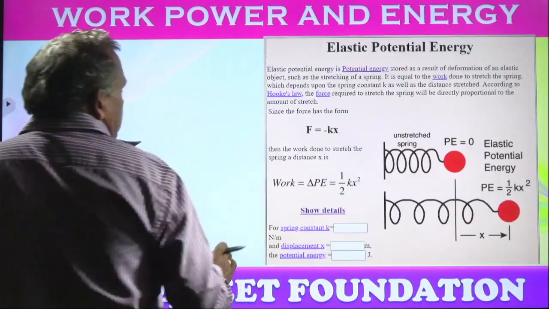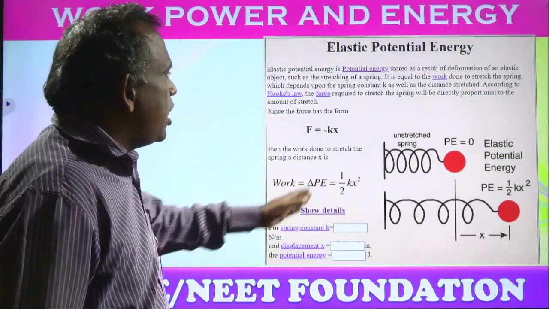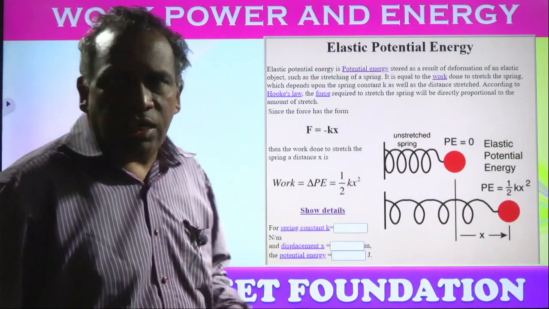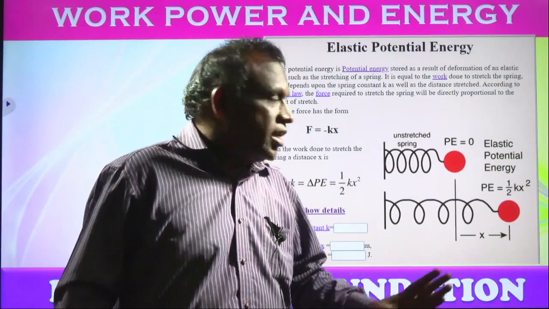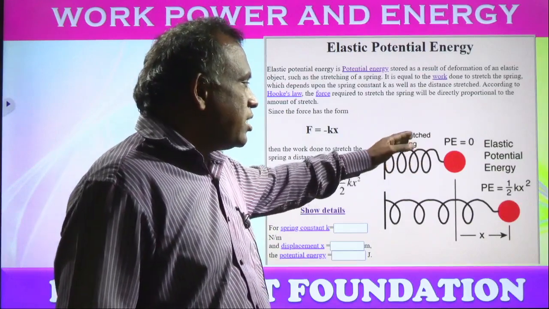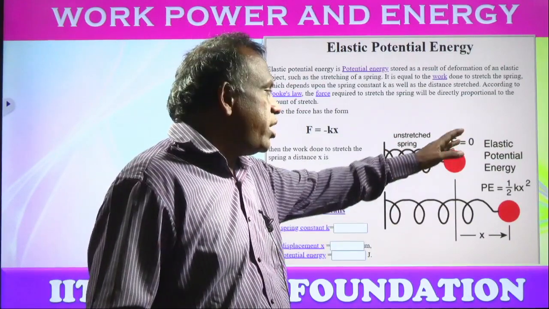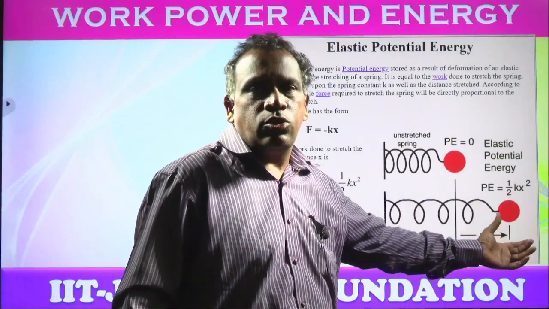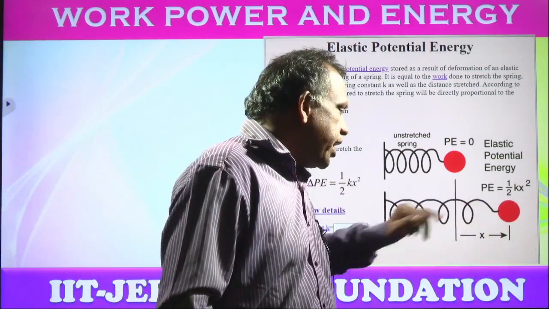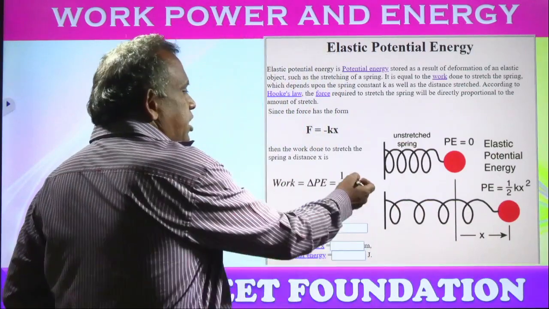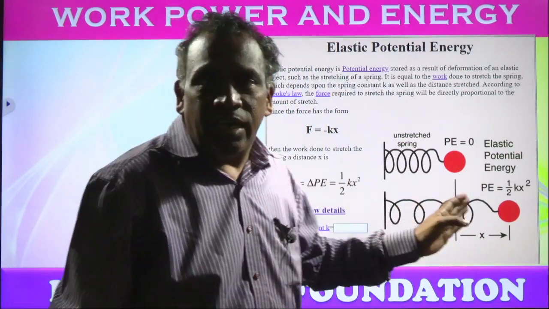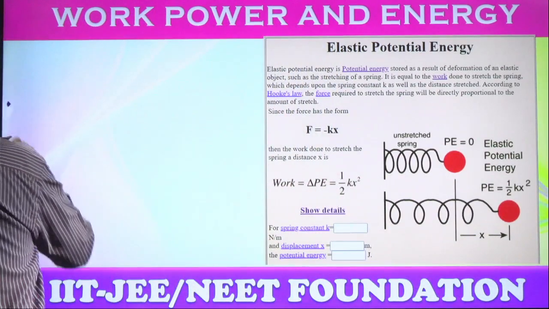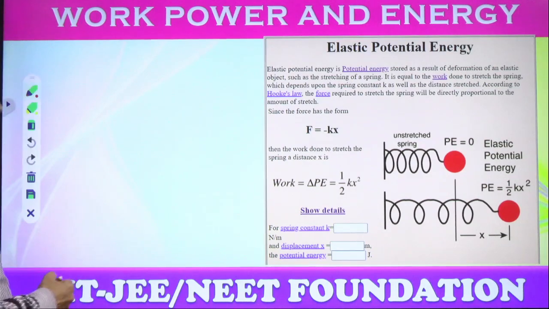Coming to the next, elastic potential energy. It is usually in springs, and it comes in the elasticity chapter. When the spring is in the unextended, unstretched state, the potential energy is 0, but if it is stretched by a displacement, an extension x, then the work done you can derive simply by using the integration method.